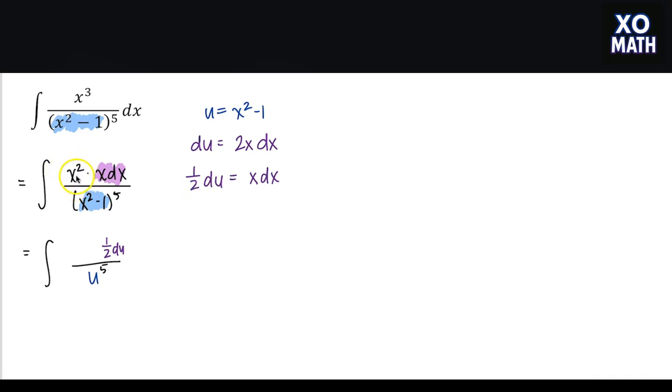But we still have an x squared. Again, we cannot mix x's and u's in the integrand. So we go back to the original equation relating u and x and realize we can solve for x squared if we add 1 to the other side. So u plus 1 is equal to x squared. And that will allow me to complete my change of variables. I'm going to rewrite x squared as u plus 1. So I now have (u plus 1) times 1/2 du all over u to the 5th.